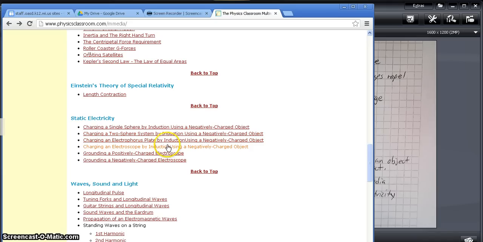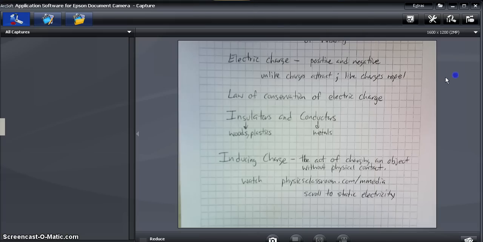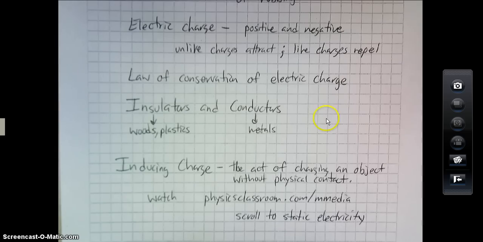I'd say that it might be good if you guys spend a little time taking a look at those animations and reading them. The two-sphere one's fine. This electrophorus plate, whatever, it's okay. These two, grounding a positively charged electroscope and grounding a negatively charged electroscope, those are good ones to watch too. But I'll let you guys do those on your own time. Okay? All right.